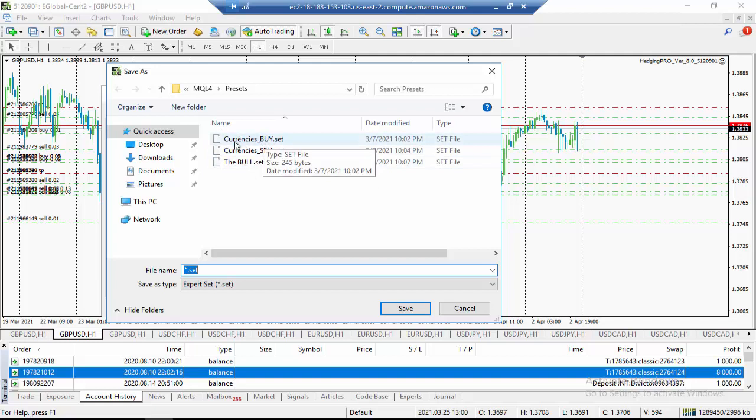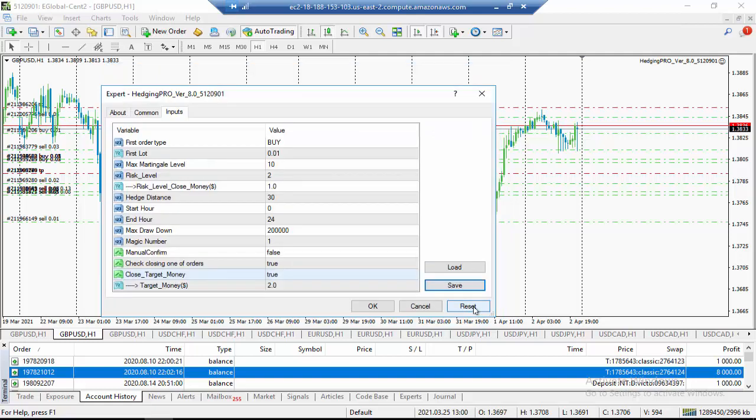You can see I've saved currency buy, currency sell. I even saved a bull settings. But I'm not going to save this one now. I'm just showing you that if you set the parameters, you come to here and say save it. Then next time you want to use it, you don't need to set up again.